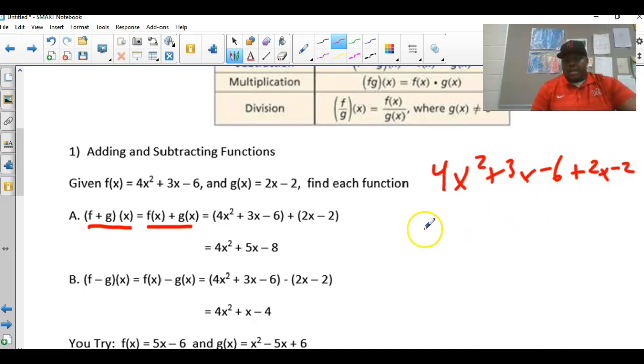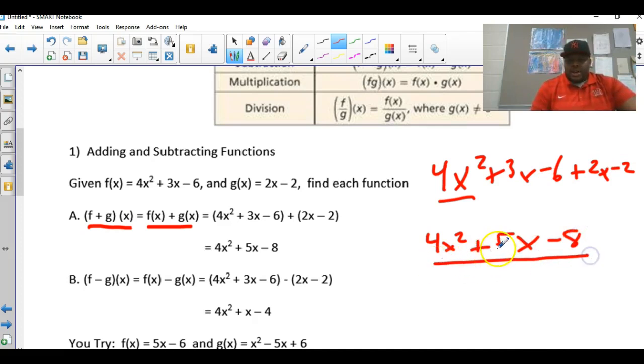Now notice, all of this is adding like terms. There's a 4x squared, and no other x squared here, so I have 4x squared in my final answer. I have a 3x and a 2x, so 3 plus 2 is 5, so that's 5x. And I have negative 6 minus 2, that's negative 8. We just add like terms. There's our final answer, which I have right here. I'm just talking through it.